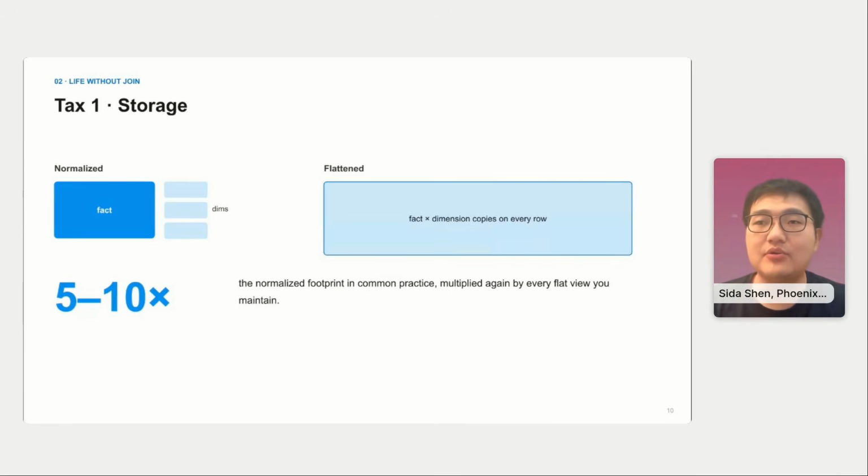We're going to see a case study of a customer. They used to run almost 50 ClickHouse clusters because of this, because of just the sheer amount of data they need to handle. So they just needed many clusters to hold these kinds of flattened denormalized data.